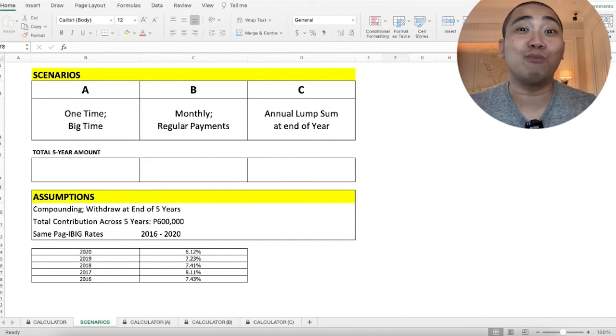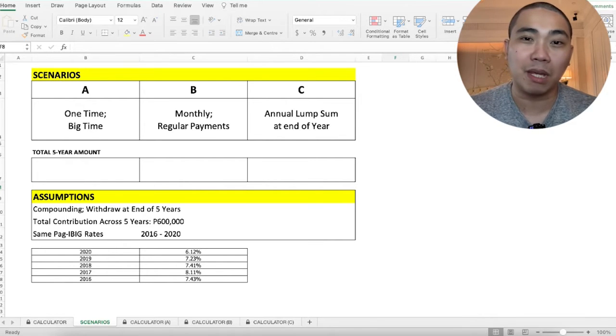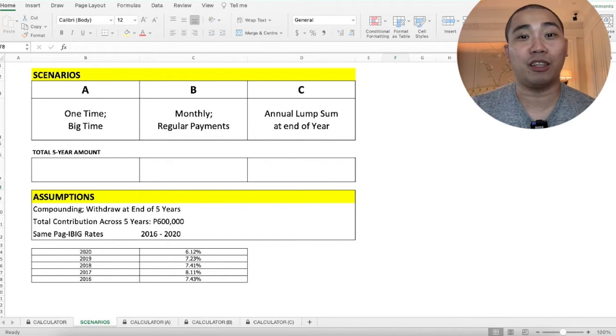I also want to hit 2 birds with 1 stone para sagutin na rin yung tanong kung ano ba yung scenario na pinaka-kikita ka ng malaki sa MP2 while we go through the calculator, and I hope this also serves as a guide for you to do your own calculations later on.